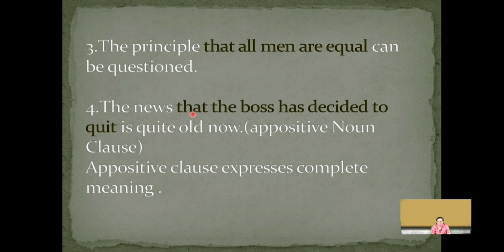Again in the sentence, the news that the boss has decided to quit. Here again, this is used as something which is expanding more about the noun, and therefore this is also referred to as an appositive noun clause. So the appositive clause is going to bring more clarity, more sense to the sentence. It is completing the meaning. The news, which news? The news that the boss had decided to quit. That is how it is making complete sense, and therefore this clause is referred to as the noun clause.